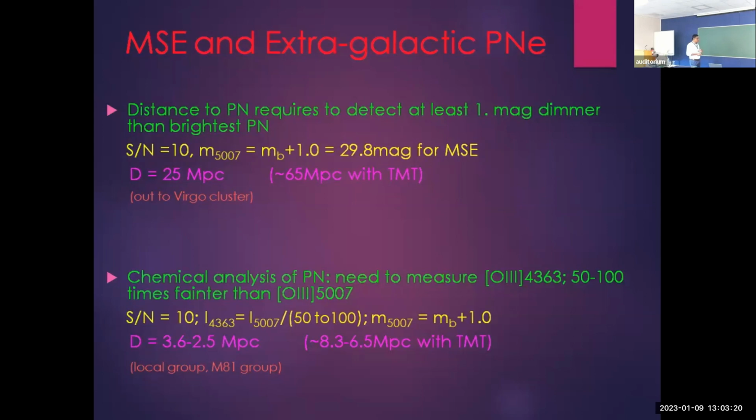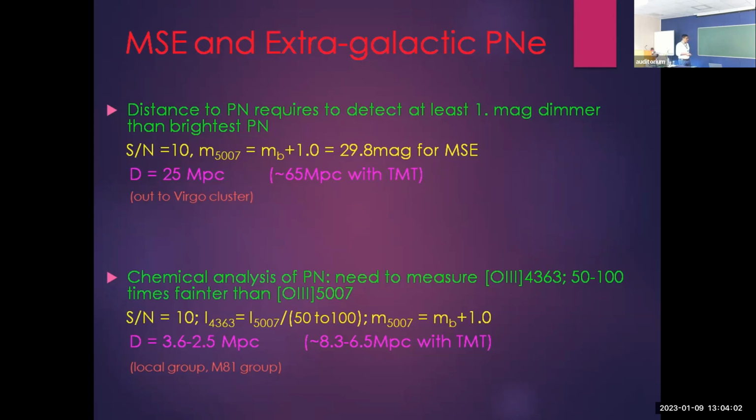The chemistry analysis needs to measure the O3 line at this wavelength, which is actually 50 to 100 times fainter than the O3 line at 5007. Except for helium abundance, every abundance you derive requires the diagnostic numbers for planetary nebulae, like the density and the temperature. So to do that, we need to measure this number. If you put both conditions, 1 magnitude as well as measuring this number, then you can measure the abundances in the nebula up to 2.5 to 3.6 megaparsec. That means we can go away from the local group, we can even go to the M81 group.